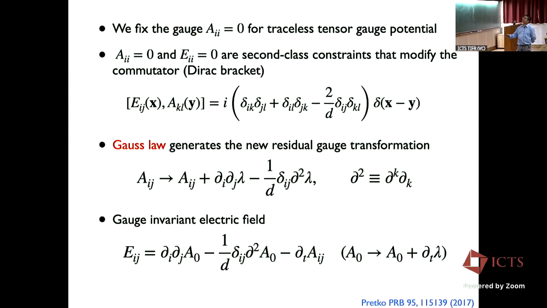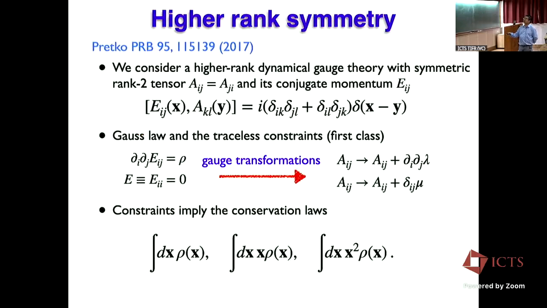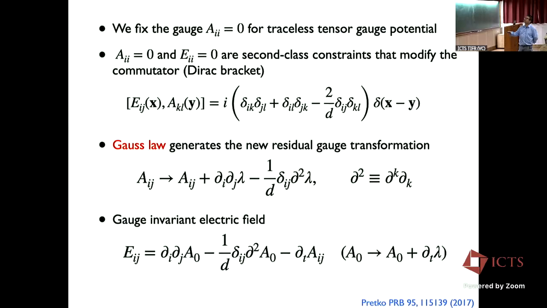Now we can fix the gauge. We can use one of the gauge transformations to fix A_ij and make it traceless. So A_ii and E_ii equal to 0 are second class constraints because they have non-zero commutation with each other. From that, we can fix the gauge, and we derive the new commutation relation after you fix it. We find the Dirac bracket is useful. D here is the dimension of the space.